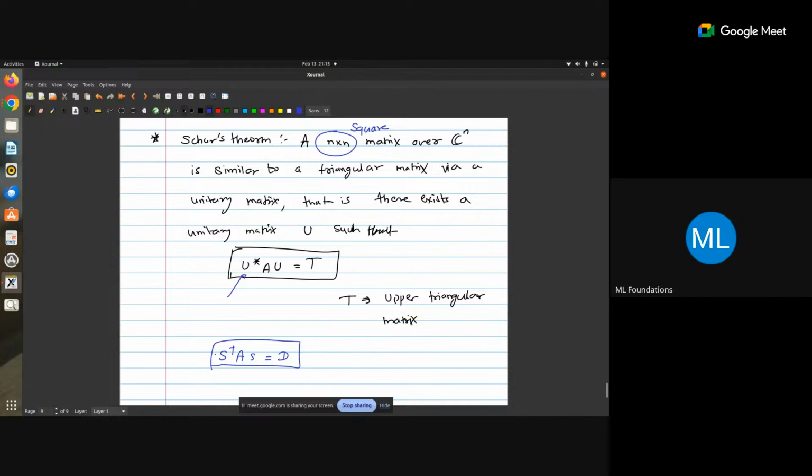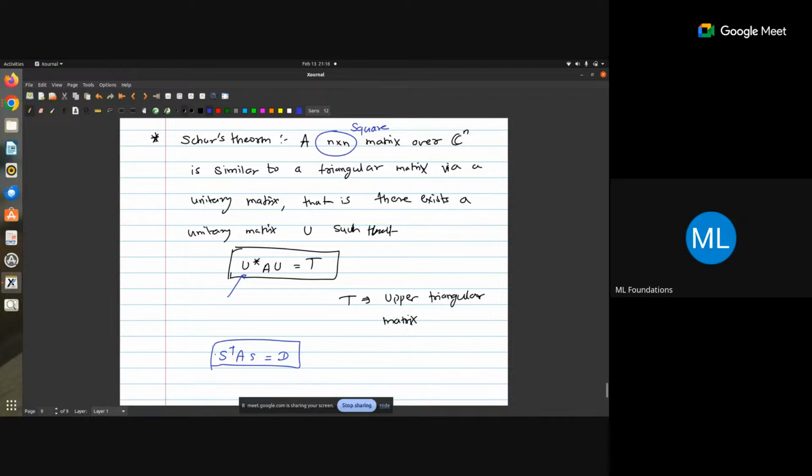So every square matrix will be similar to an upper triangular matrix, such that there exists some unitary matrix. You have to find that kind of unitary matrix. Is that fine? So how do we find that unitary matrix? There is a procedure to that.